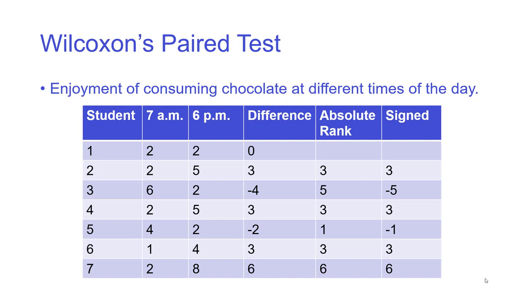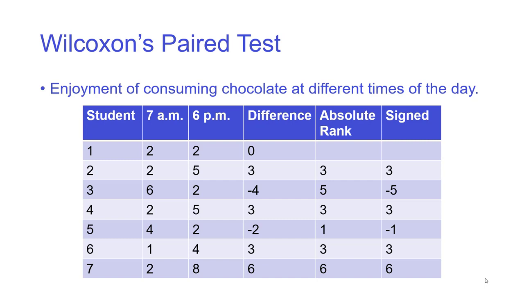In this case we've only got 7, so it's not a huge data set. But what SPSS is doing is it's looking at the differences between the scores at the different times. So you've got a difference of 3, -4, 3, -2, 3 and 6. You then want to rank the differences. Ignore the differences of 0 because they're pointless.